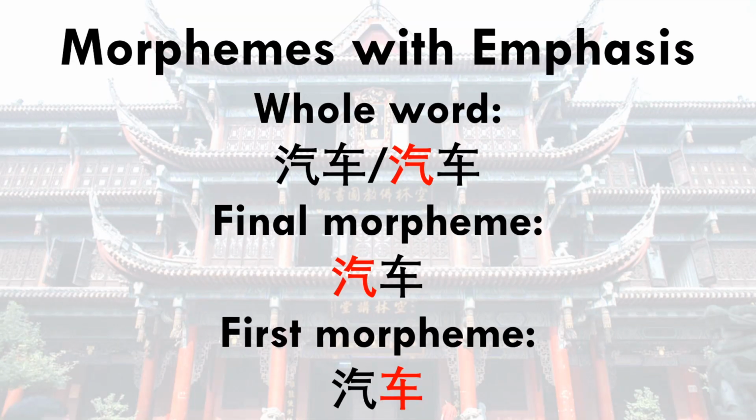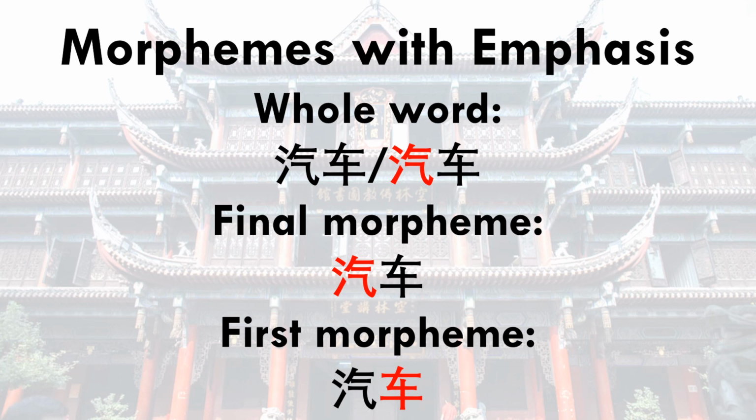You could also stress just one morpheme. So if you wanted to stress the last one, for instance, you want to emphasize that it's 汽车 and not 气球. It's a car, not a balloon. Both things are related to gas. 汽车不是气球. You would just stress that last part.